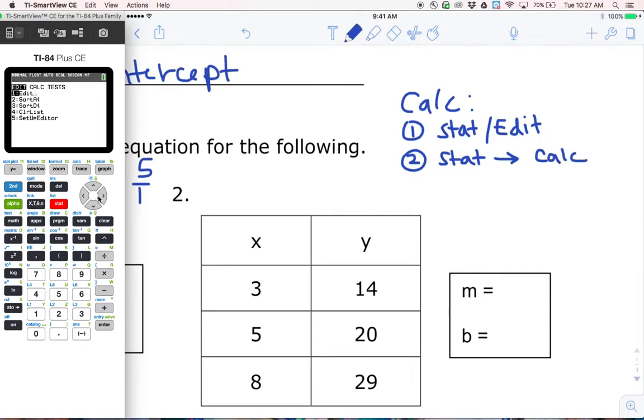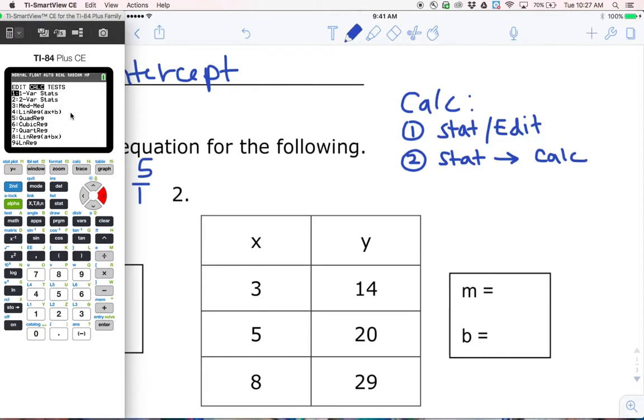Now take a look at these different options: 1-var stats, 2-var stats, none of these look good. Wait a second, look at number 4. Do you see how it says LinReg, and then ax plus b? Doesn't that remind you of mx plus b? Well, it should. It's the same thing. They're using an a, we use an m. LinReg stands for linear regression. When your calculator does this for you, it's called a regression. So linear regression, here we go.